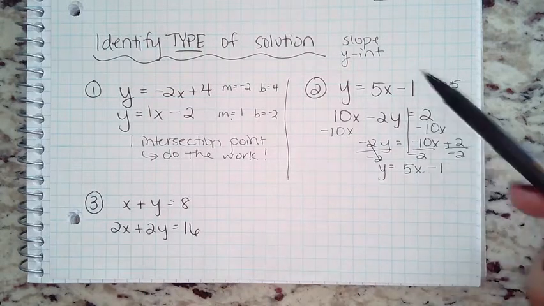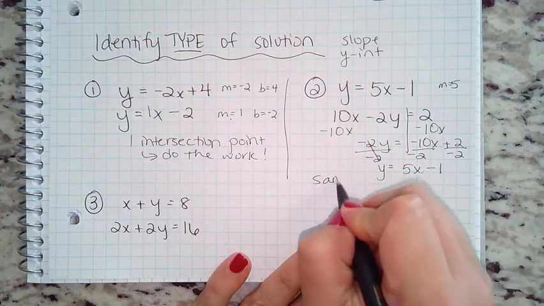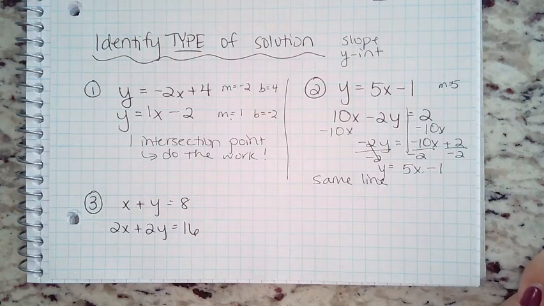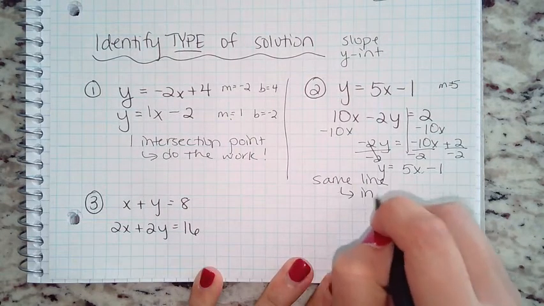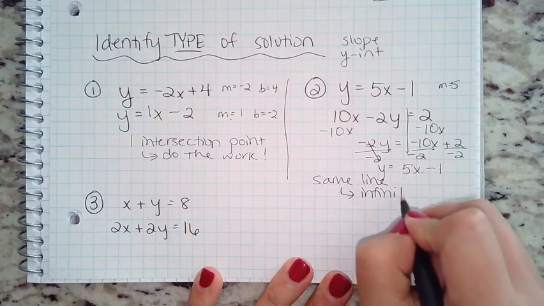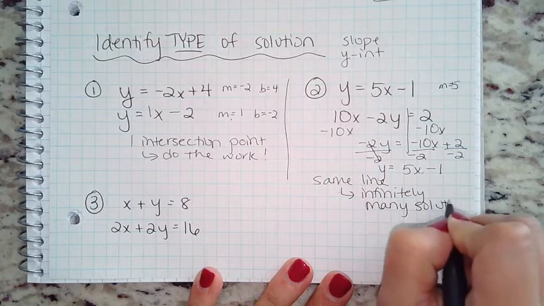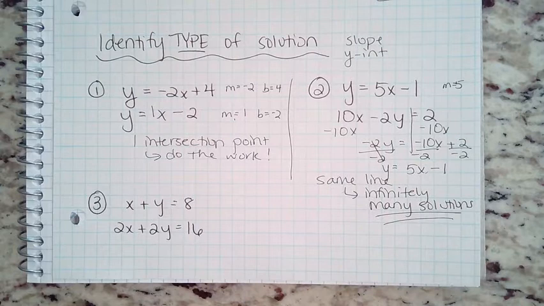Those are actually the same line, okay? So if they're the same line, they simplify to the exact same equation. What I end up getting is infinitely many solutions. And I don't have to do anything other than saying that.